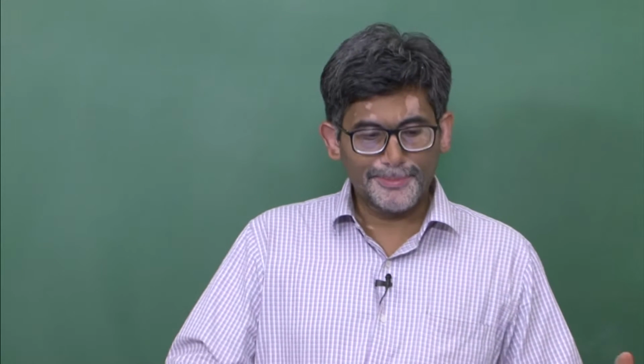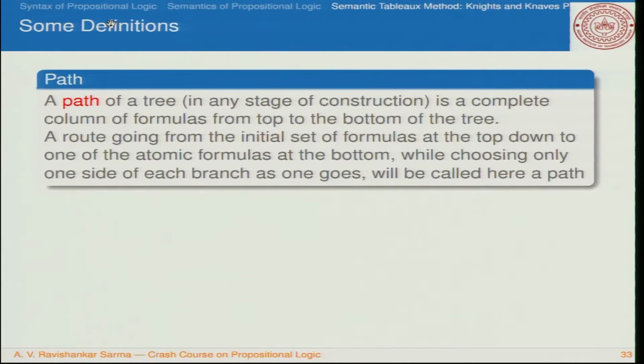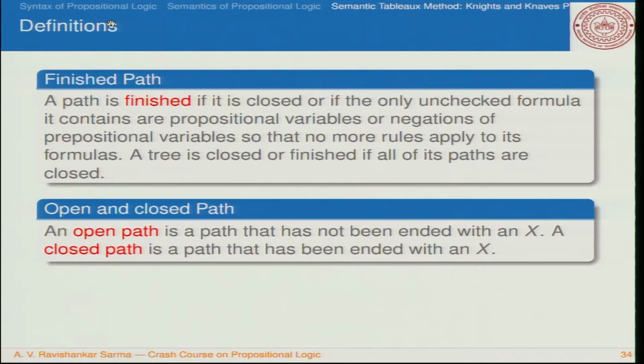First, a path of a tree is considered to be a complete column of formulas from top to bottom of the tree. So the given well formed formulas are sitting at the node, and then it ends up with a particular kind of atomic formula, and the whole thing is considered to be a path, or a route going from the initial set of well formed formulas from top to bottom till you reach atomic propositions. And when do you say that a path is considered to be finished?